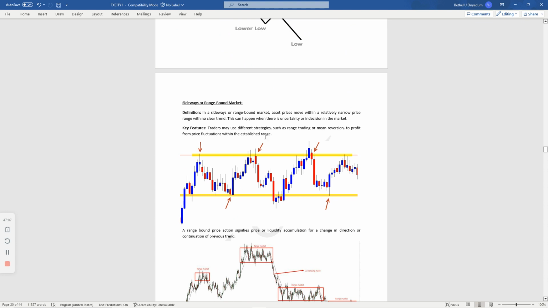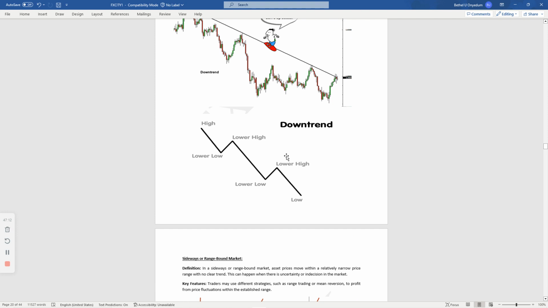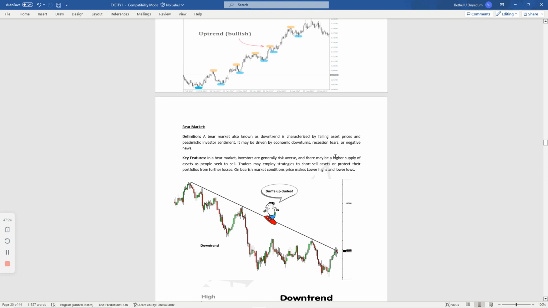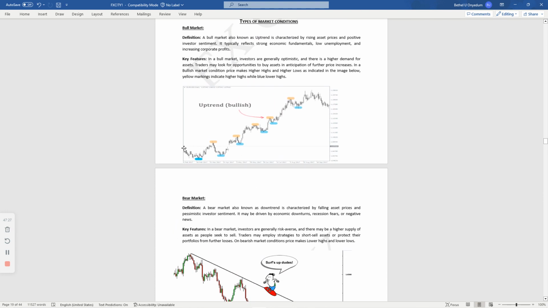A ranging market is like a sideways market where the market is trying to decide. After dropping, it starts ranging. That ranging is just a decision making time, a decision making point, whether it wants to continue down or reverse and go up. It can also happen during the bullish market. You can see this run, bullish market, and you can see here it started to range, and then continued.